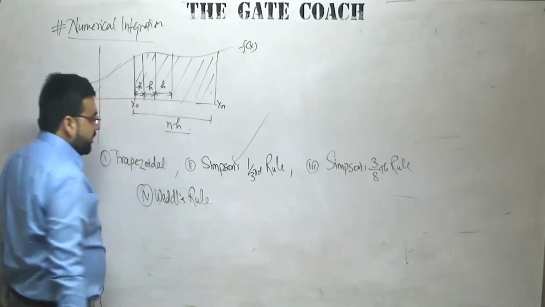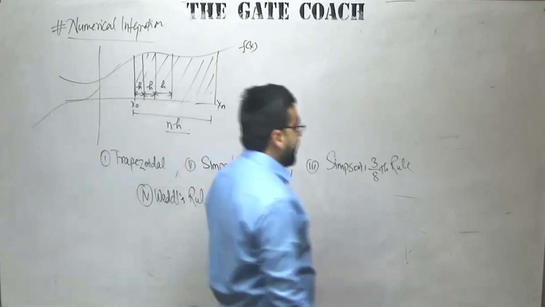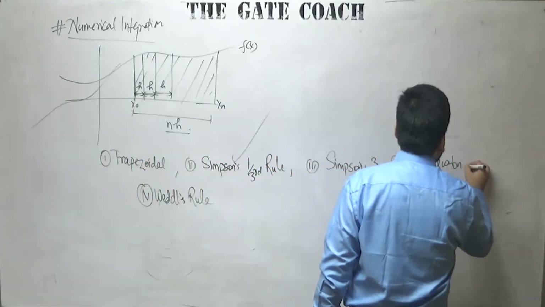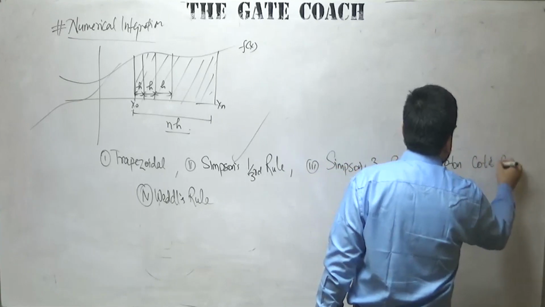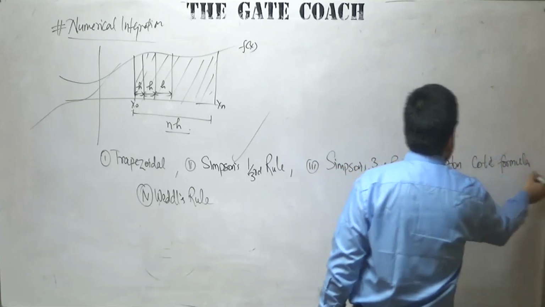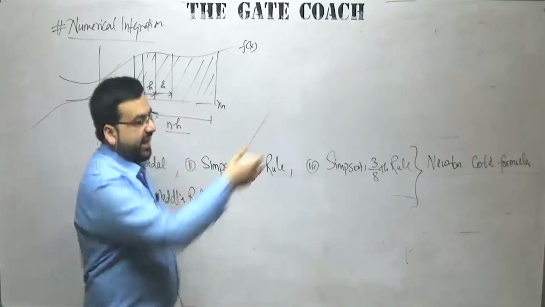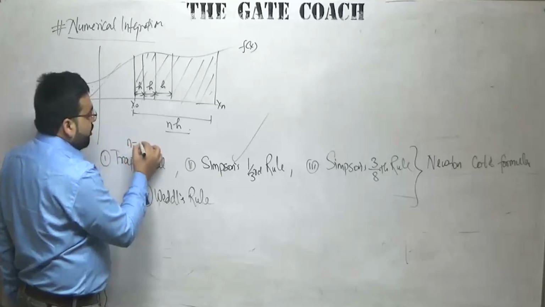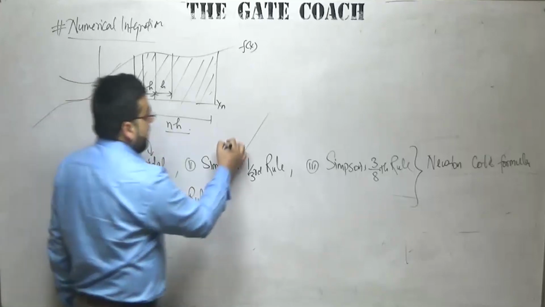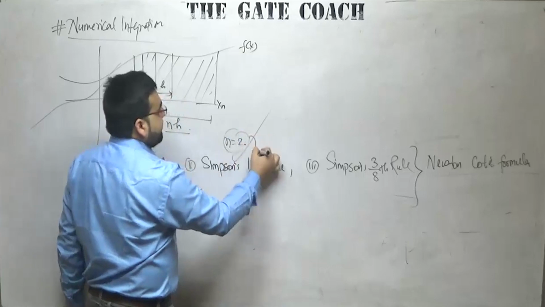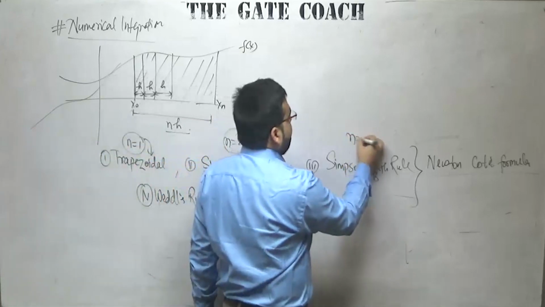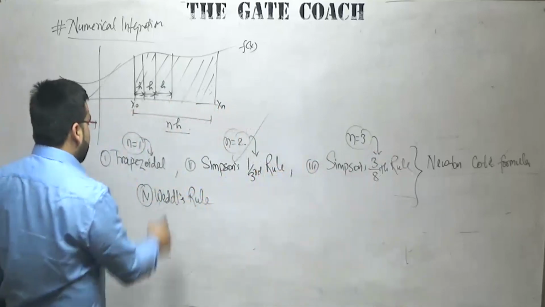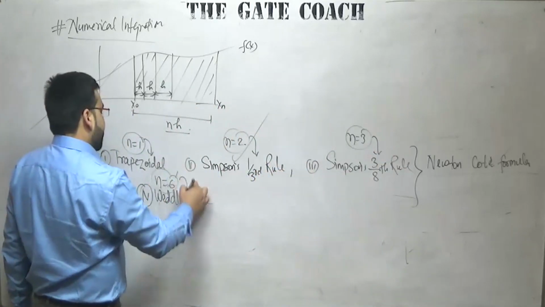All these rules, all these formulae have been derived from a parent formula called the Newton-Cotes formula. Now what is this Newton-Cotes formula? That is not even in the syllabus. I am just telling you the name. If in the Newton-Cotes formula you put n equal to 1, you get the trapezoidal rule. If you put n equal to 2, you get Simpson's 1/3 rule. If you put n equal to 3, you get Simpson's 3/8 rule, and if you put n equal to 6, you get Weddle's rule.